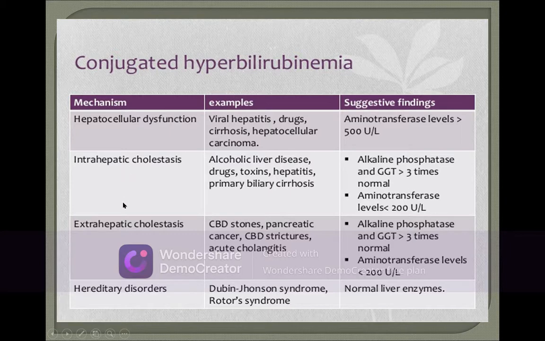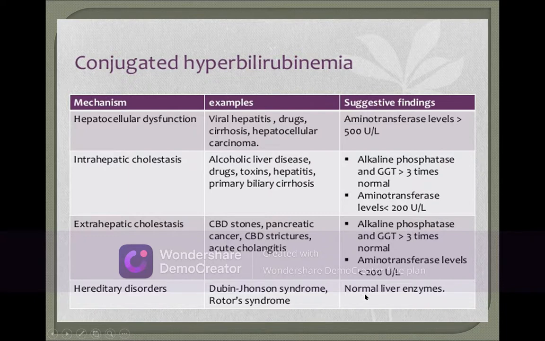In intrahepatic cholestasis and extrahepatic cholestasis, the transaminases are increased but not to higher levels, but absolutely the markers alkaline phosphatase and gamma GT are on the very high side. Gamma GT is higher in intrahepatic cholestasis, and alkaline phosphatase is higher in cases of extrahepatic cholestasis. So this is the interpretation of conjugated hyperbilirubinemia and the liver function.